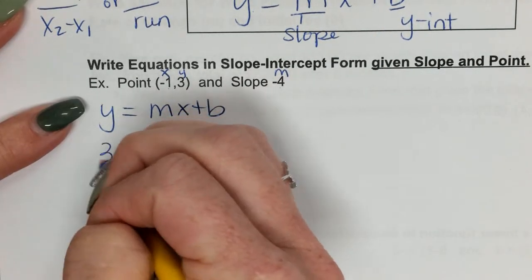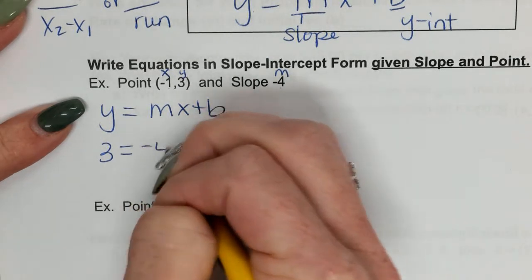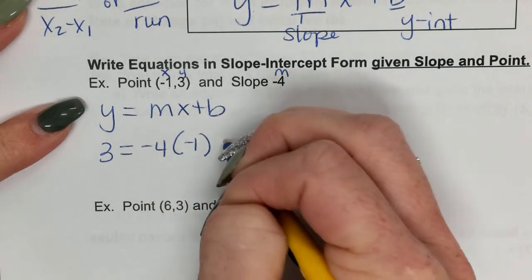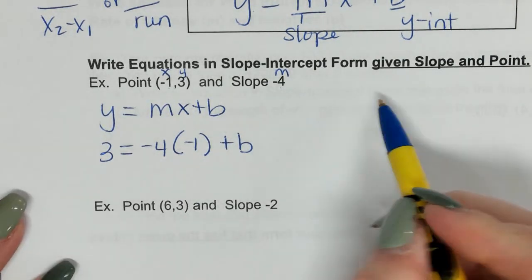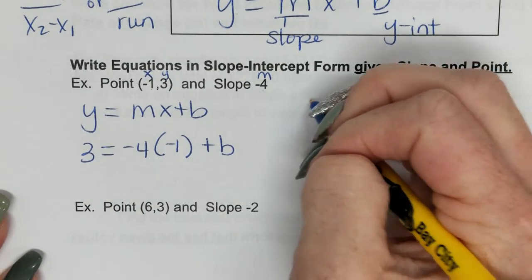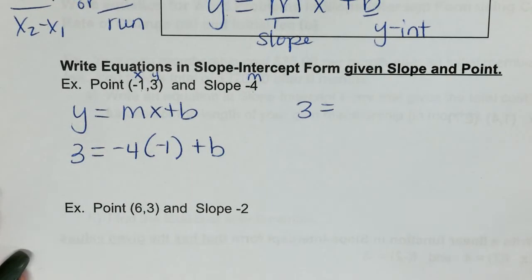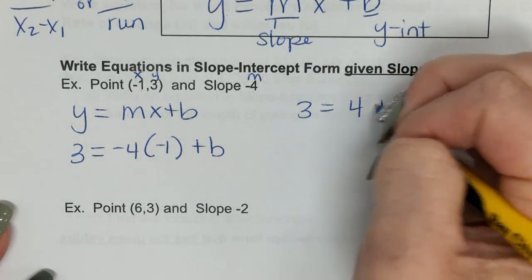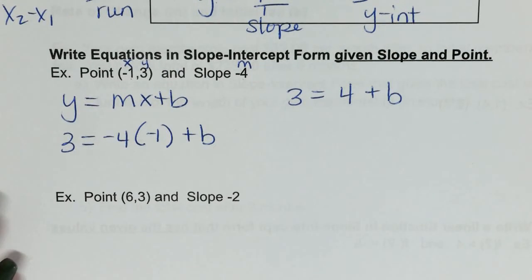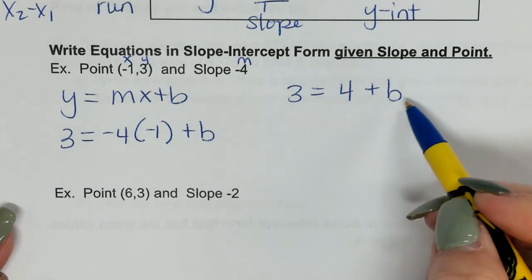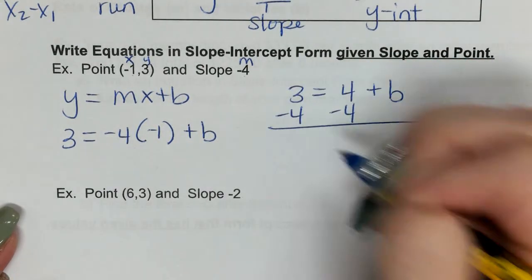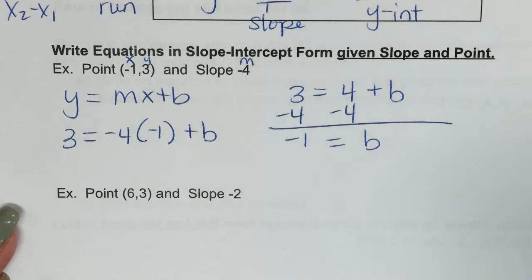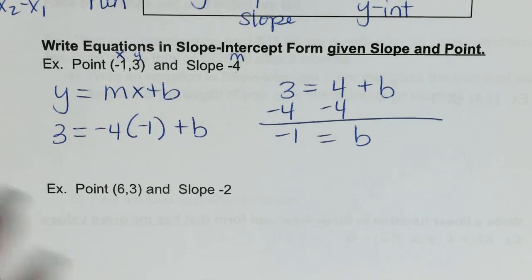So I'm going to plug in these numbers. So I have 3 equals -4 times -1 plus b. And I'm going to continue my equation over here so that I have room. 3 equals, what is -4 times -1? +4 plus b. How am I going to get b by itself? Subtract 4. So I have -1 equals b. Now do I have an m and a b to write my equation?